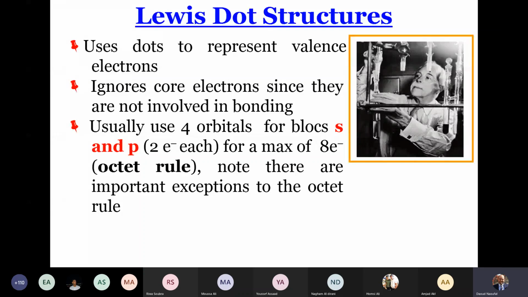The octet rule means the orbitals are completely filled. So according to Lewis, any atom that enters a bond will tend to have 8 electrons around itself in order to have its orbitals completely filled, or to follow the octet rule. But pay attention that we have a lot of exceptions to the octet rule.